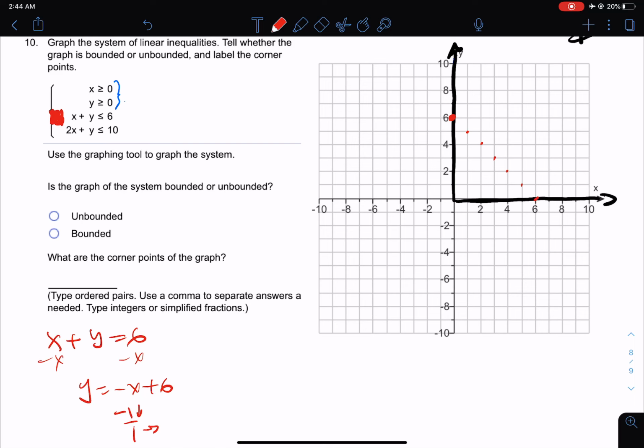Remember that because of that equal sign, this is going to be a solid line. Remember also, because of these two blue statements, we really only need to stay in the first quadrant. We can go out of that, but it's already double shaded in that first quadrant, so all answers have to be in the first quadrant. So I'm just going to stick to that, and that probably should be a little bit darker.